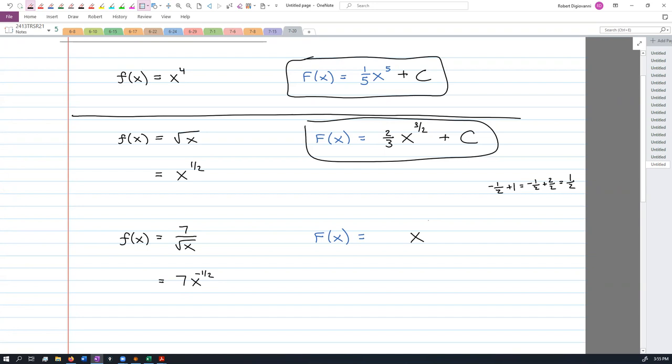Now, Gabriella, this is the part where I'm trying to trick you, because I put that 7 out here to make your life more complicated. But think about it this way. When you take derivatives, don't constants just come for the ride? So if you do an antiderivative, shouldn't it also just go for the ride? Okay, so let's bring that 7 out front. And I left a space there. Why did I leave a space there, Gabriella?